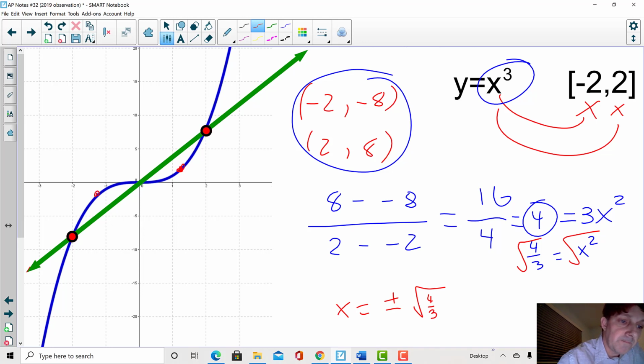and right here. So the mean value theorem tells us that there exists at least one spot inside that interval where the slope of the tangent line equals the slope of the secant line. But there could be more than one. In this example, we got 2 spots.